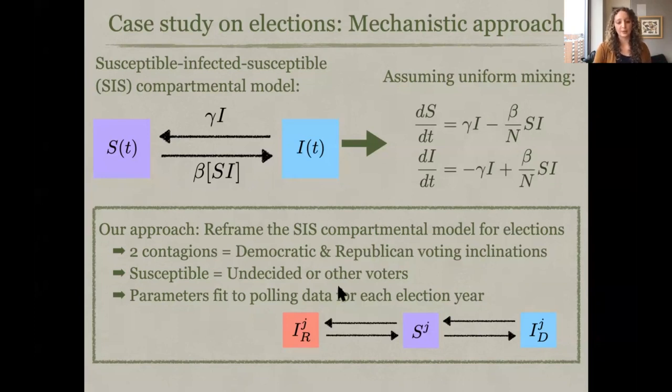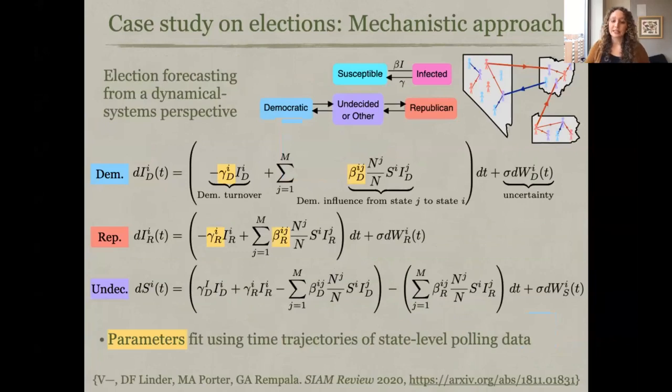And so what we're looking at also is just indices. We want to understand the number of Republicans, undecided voters and Democrat voters in state J in order to forecast the results. So this is the system of equations that we came up with then.